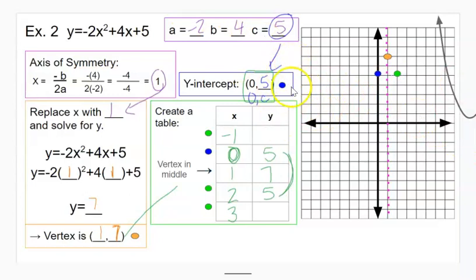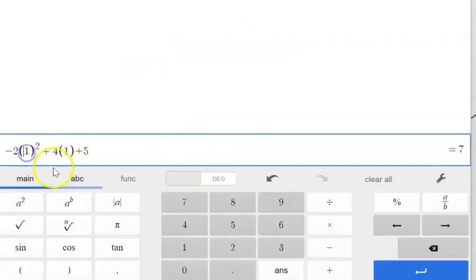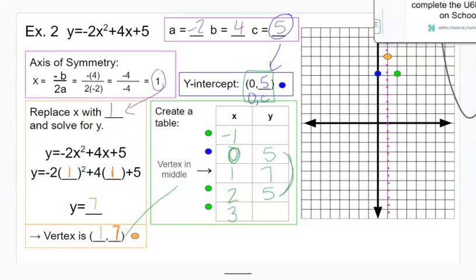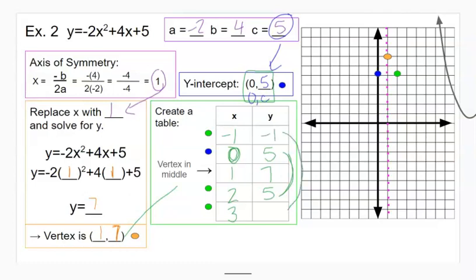And then lastly, we just need to solve for when x is negative 1. So again, I can use my calculator. I can replace my x value with negative 1. And when x is negative 1, y is also negative 1. So we have negative 1, negative 1. And then symmetry would say that when 3 is plugged in, it will also be negative 1. So now we can plot those points.